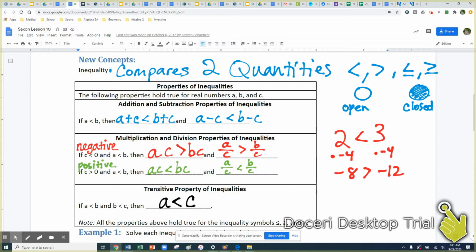I need to erase that little piece up there. Is that okay if I do that? You guys all right with that?